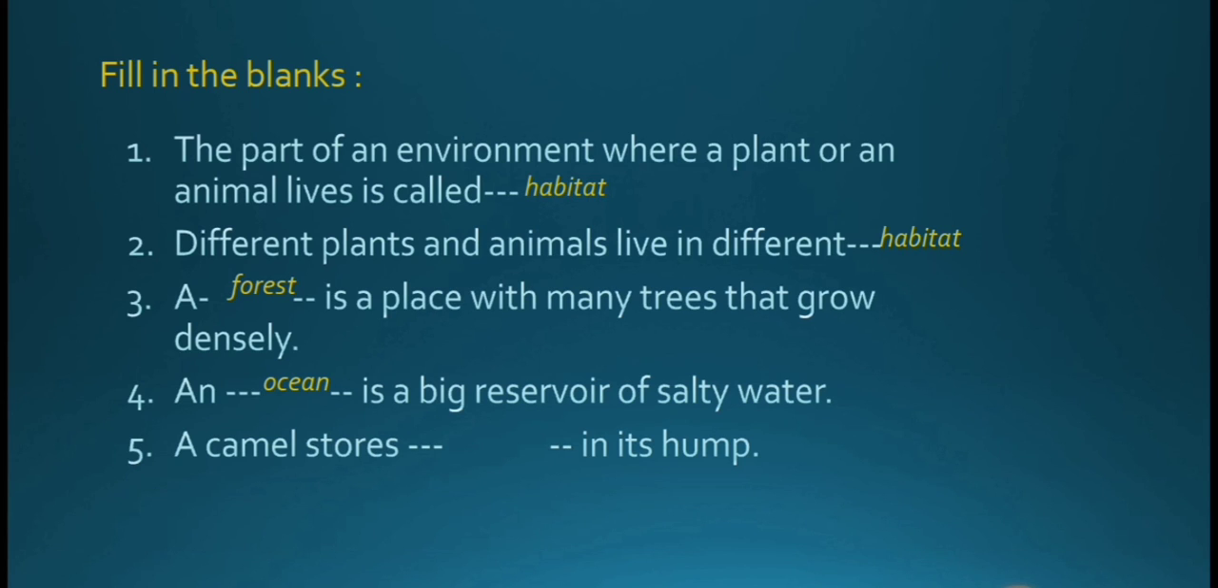A camel stores dash in its hump. Already when I discussed desert habitat, I discussed this topic. A camel stores dash in its hump. What will be the answer? I think all of you have given the correct answer. Yes, it is fat. A camel stores fat in its hump.